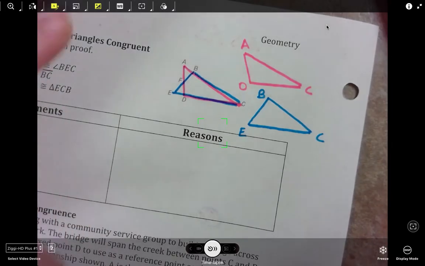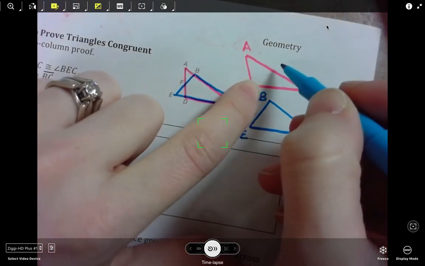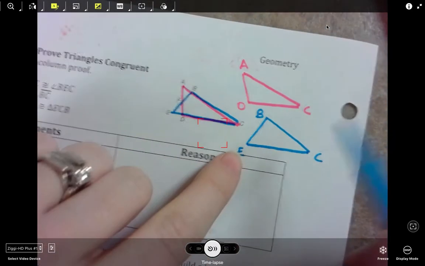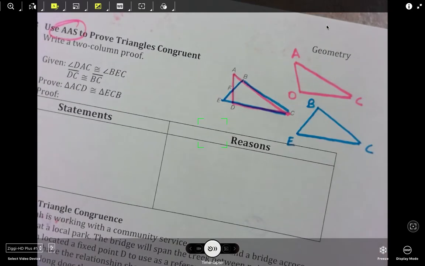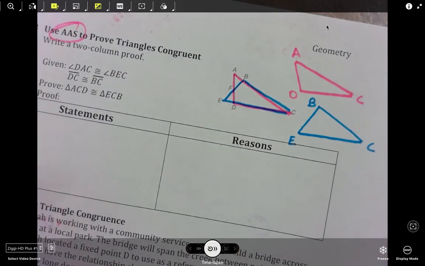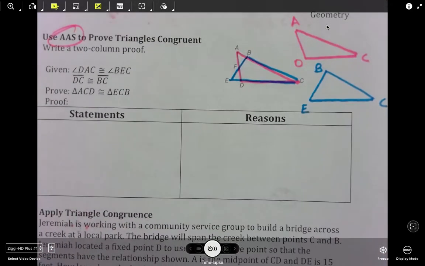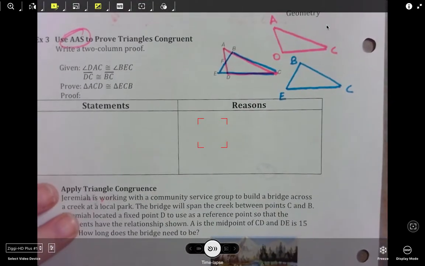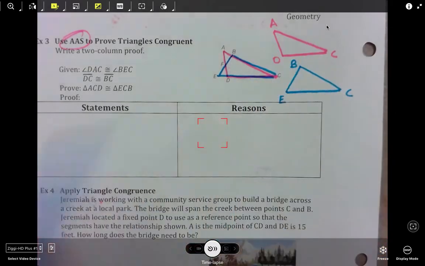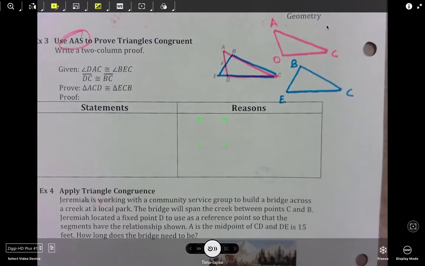They don't quite look like it, but if you take this pink one and you reflect it and flip it down and rotate it a little bit, it will end up being the same shape and same size as that blue one. Okay, so we've got to prove that. We've got to prove that these two triangles are exactly the same shape and same size. So I'm going to do all my markings over here on the pink and blue triangles.